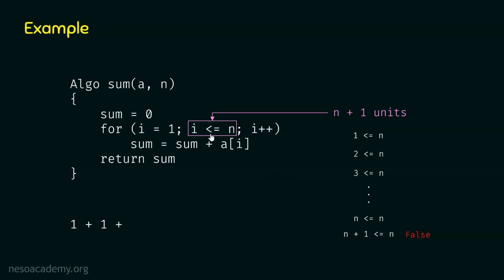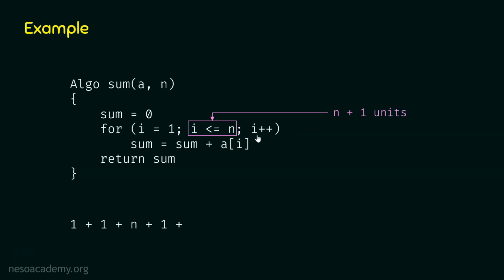How many times is this instruction executed? A total of n plus 1 times. Therefore, there are n plus 1 comparisons. And hence we can say the frequency count of this instruction is n plus 1. And this is the reason why this instruction will take n plus 1 units of time. So now we can add n plus 1 here. I hope this point is clear.